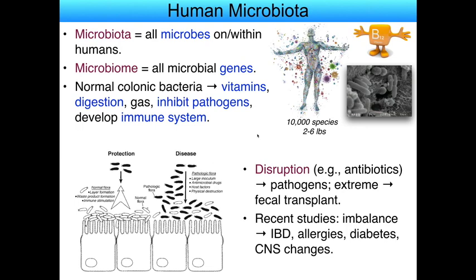Other recent studies have shown that an imbalance in the microbiota in the gut can lead to irritable bowel disease, cause allergies, diabetes, and even CNS changes like depression, anxiety, and obsessive-compulsive disorders. And this will be a fertile area of research for years to come. And with that ends the Introduction to Bacteriology lecture.